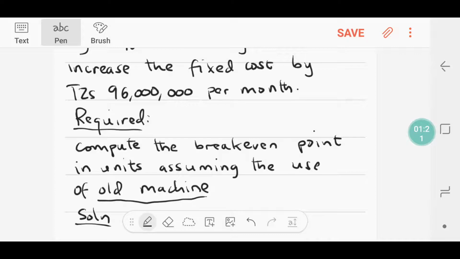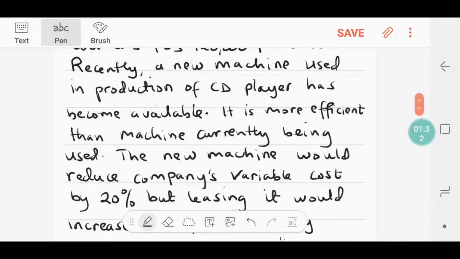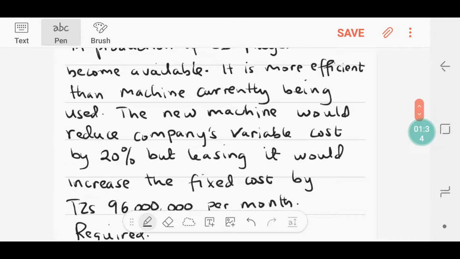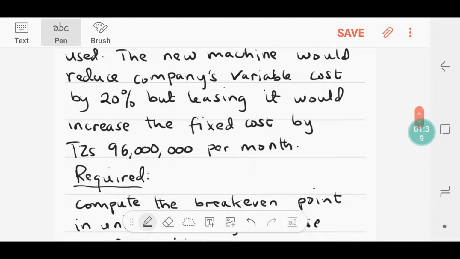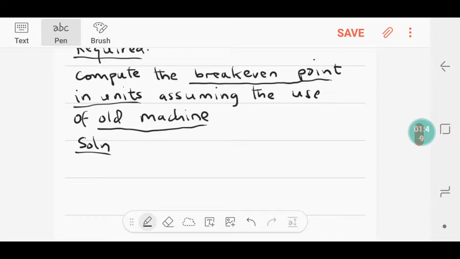So we are going to compute the break-even point in units, assuming the use of the old machine. Our question said that there was an old machine, but currently Mr. Mdundo is planning to buy a new machine, but our question does not ask us to deal with the new machine. It asks us to calculate break-even point in units, assuming the use of the old machine. Let's go together to see how to calculate break-even point.